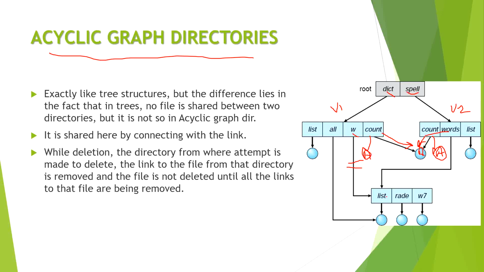Okay, so what I'm saying is that if user2 and user1 both are sharing one list file, and any one user wants to delete it, then it should not be reflected for the other user also. He will directly remove the reference of the file from his own directory, and that file will be erased from his own directory. So if we remove this link from this subdirectory, if we remove the link of the list, then you can see that there is no way we can reach list. Okay, so this is the concept of acyclic graph directories.